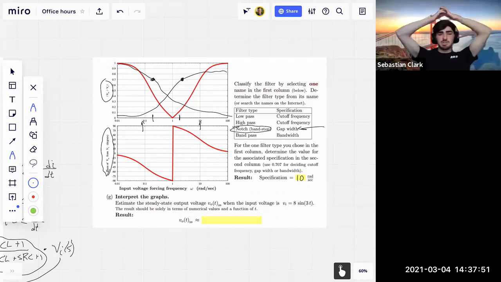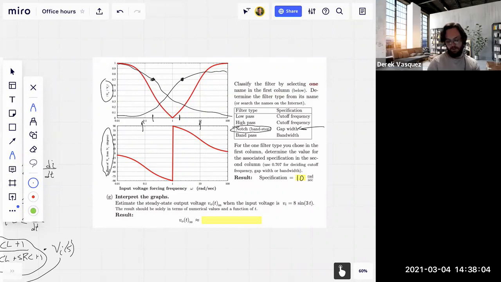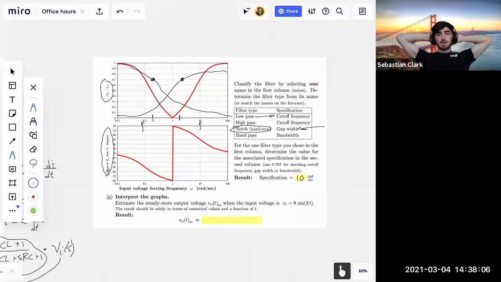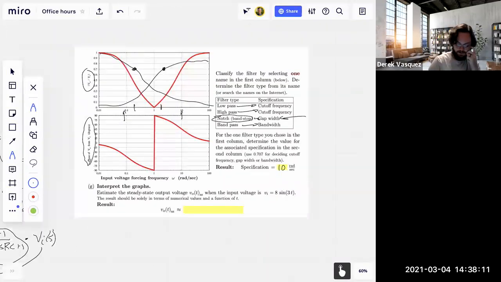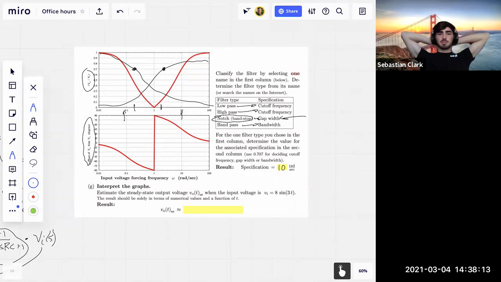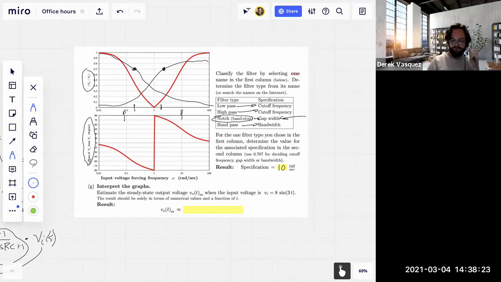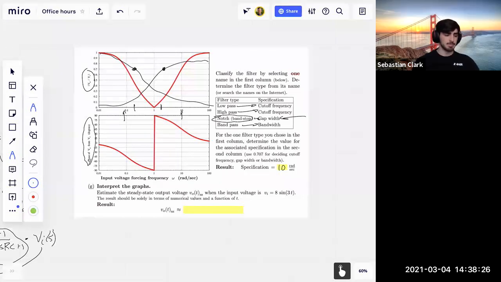So each thing in the second column is paired with the first column. Yeah. A low pass filter has a specification of cutoff, and a band pass specification is your bandwidth. I didn't know if that second column was its own separate thing we had to choose from, whether it was a notch cutoff frequency weird little thing. Okay, thank you.